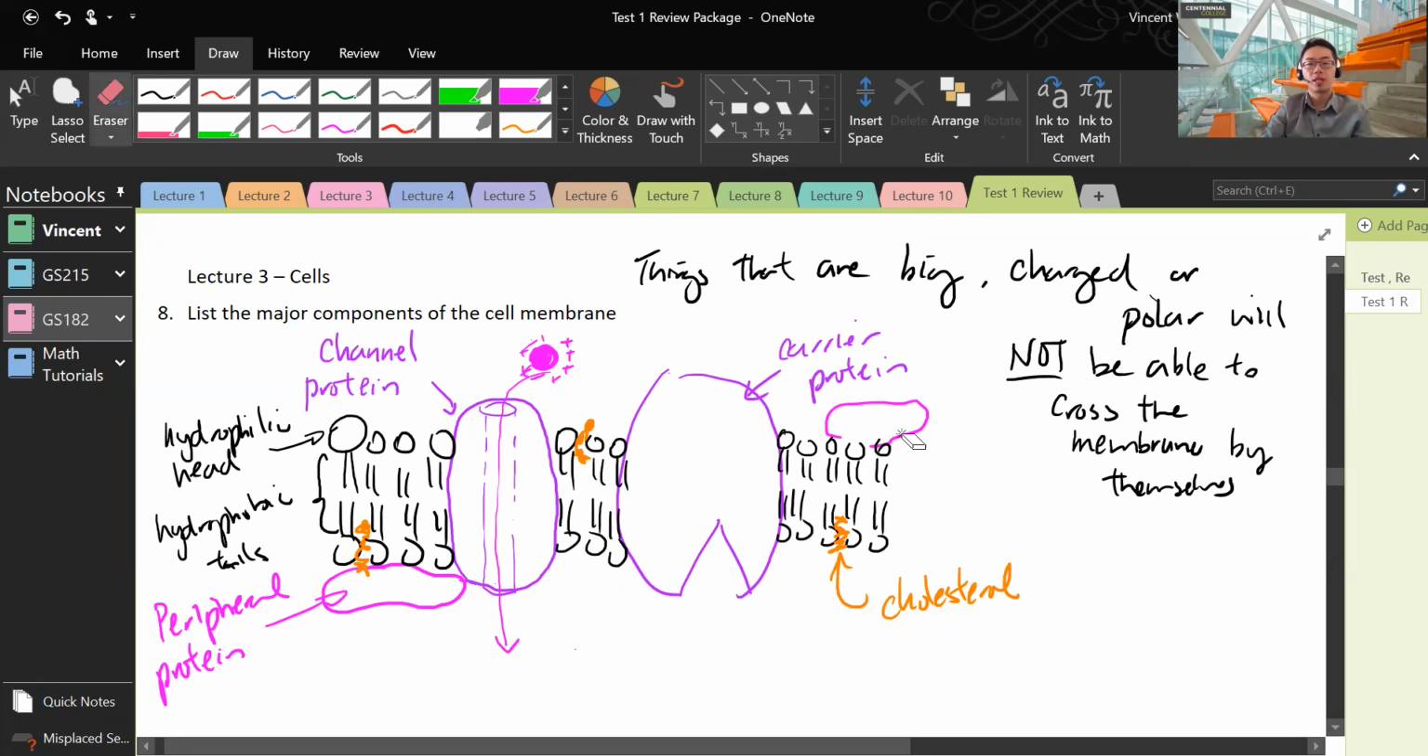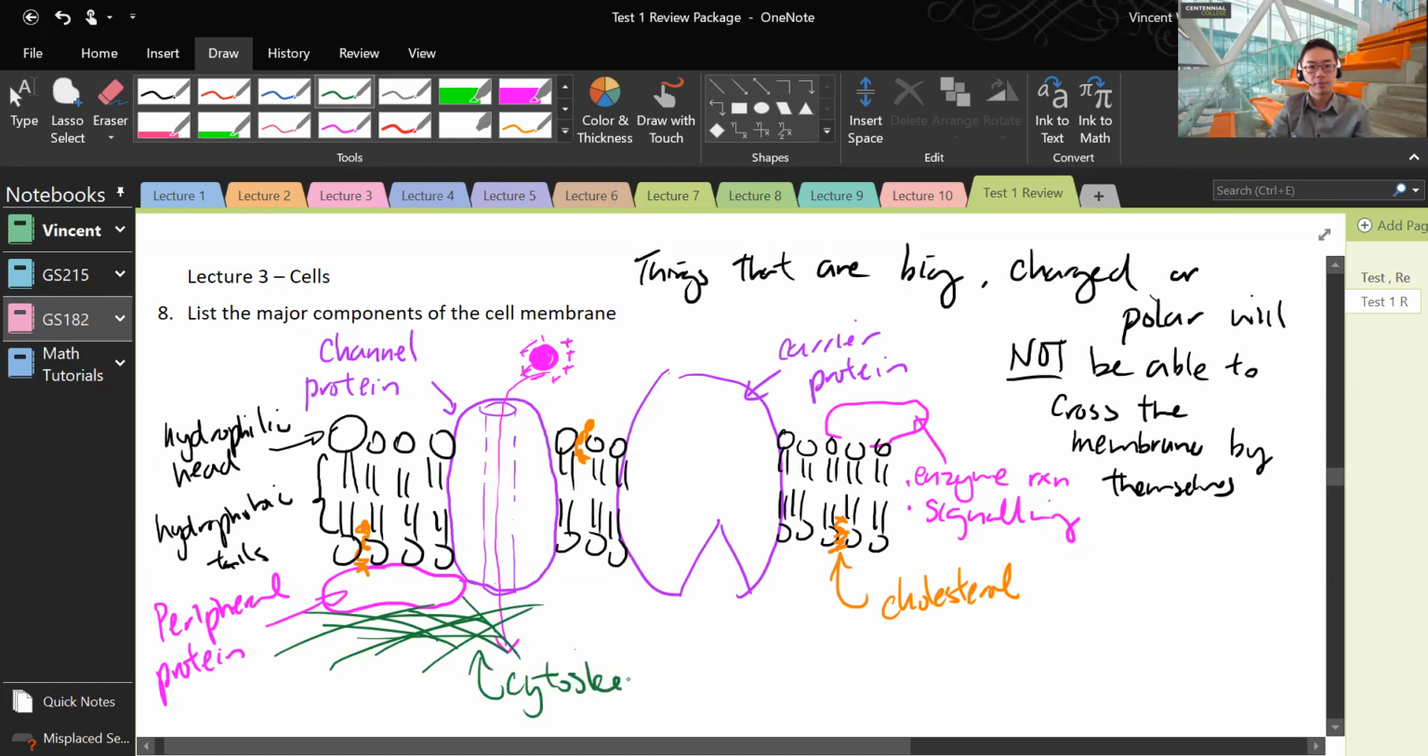So if it's a peripheral protein, they can do like enzyme reaction, right? Enzymatic activity. They could do like signaling, right? All those 6 different functions that we talked about, right? It could be attachment to cytoskeleton, right? These are cytoskeleton, right? So all these things.